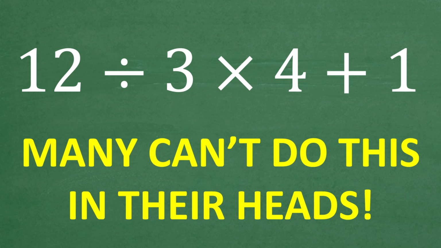surprise. Okay, so 12 divided by 3 times 4 plus 1. Again, we're not going to use our calculator. We're not going to write these numbers down on a piece of paper and calculate this out. Let's go ahead and take a look at the answer.